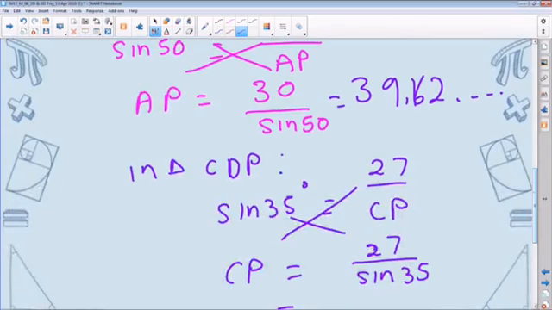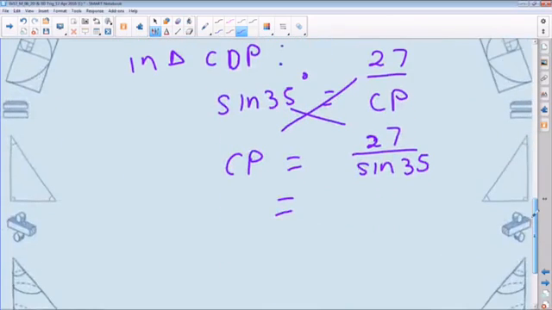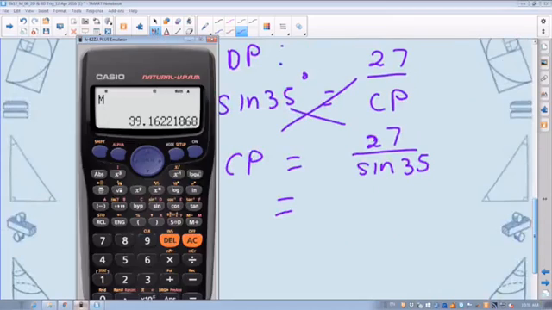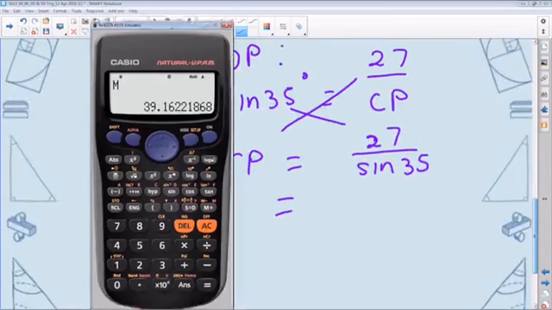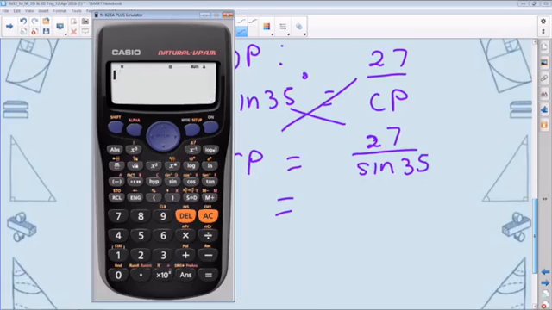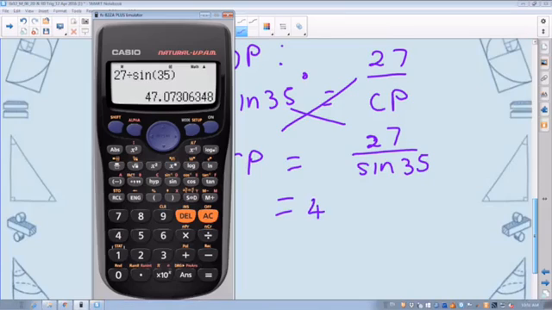So the next one we have to say 27 divided by sine 35. And the reason I'm storing this, guys, is because I'm going to need these numbers for a later calculation. So that's obviously why I'm storing it in the memory. So I go 27 divided by sine 35, and this gives me the length of CP. And I get that answer, 47,07. So once again, yes, you can write it all down. Or you can now store it in a different memory.